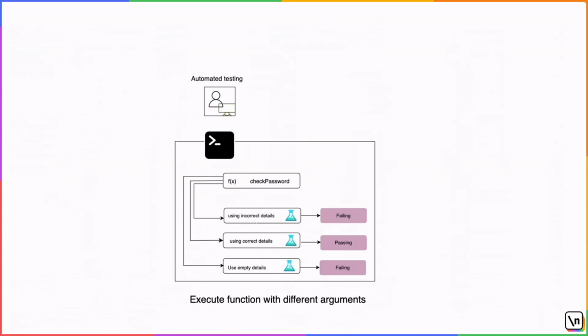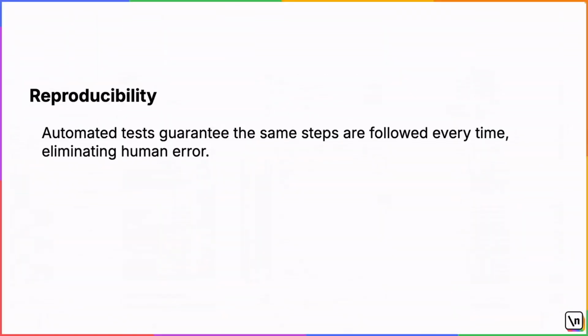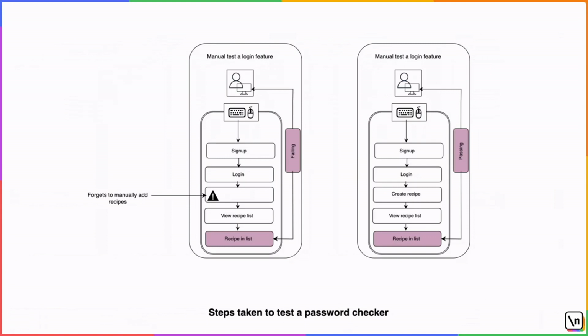Automated tests are more predictable because they will run the same instructions as many times as the developer wants and produce the same results, while manual tests are not as predictable because they give room for human errors. Each time the tests run, automated tests can exercise the check password function using different arguments. Another advantage of automated tests is that they guarantee the same steps will be followed every time, eliminating human error. If the developer has to go through several steps before checking if a function works, it is possible to skip a step in the process.